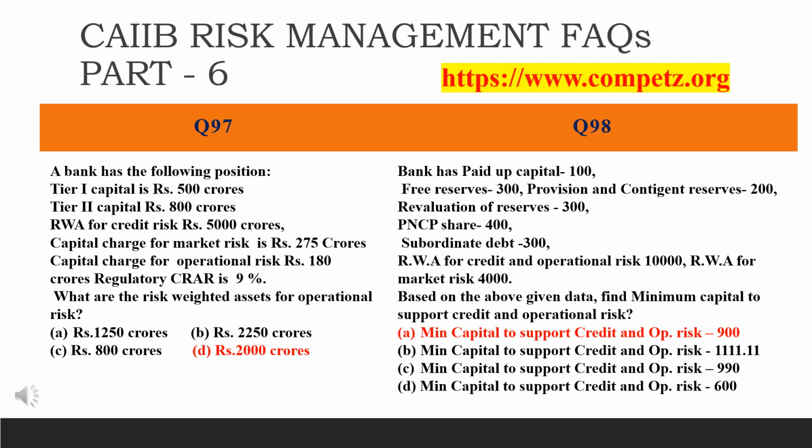Minimum capital to support credit and operational risk is the risk weighted assets of credit and operational risk multiplied by the CRAR. What is the risk weighted assets for credit and operational risk? They have given 10,000. So 10,000 is multiplied by the CRAR, which is 9%. 9% will come as 0.09. So 10,000 multiplied by 0.09 will come as 900. So the answer is option A: minimum capital to support credit and operational risk is 900.